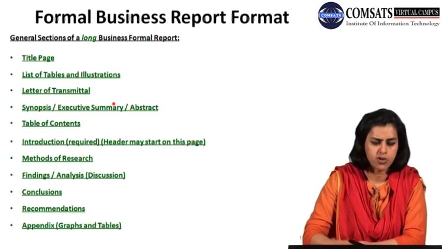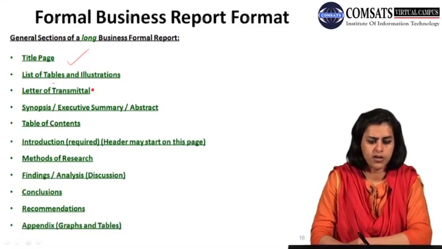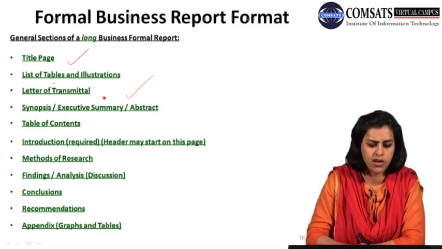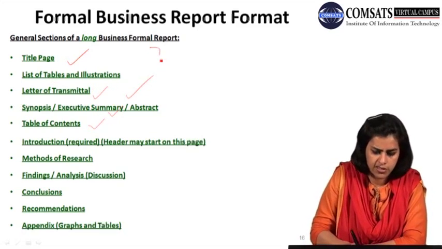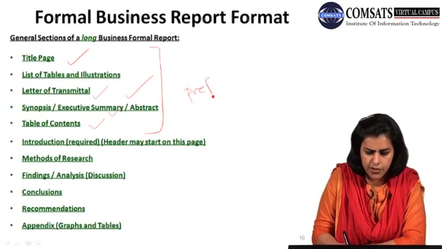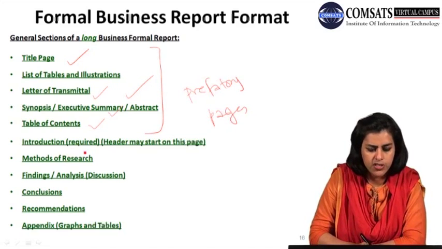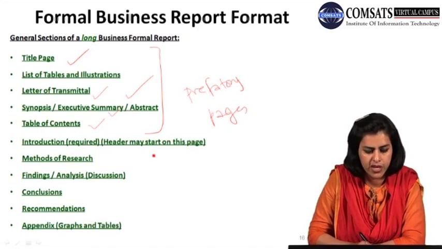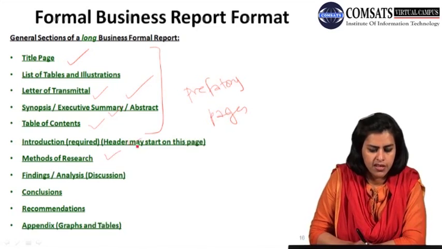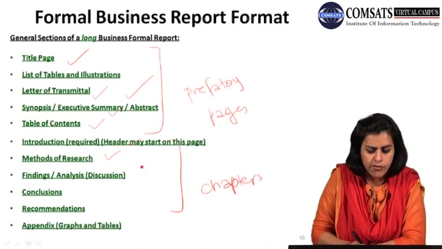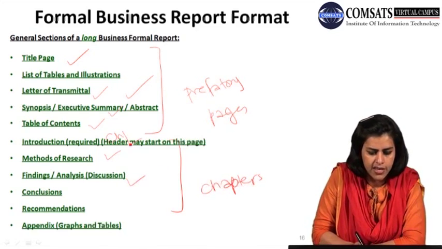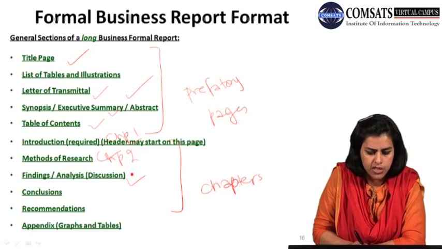Now your formal business report format looks like this. You have your title page first of all, then you have list of tables and illustrations, you have your letter of transmittal, you have your executive summary, table of contents. All of these papers are known as your prefatory pages. Then you have the introduction that is required, header may start on this page. Then you have methods of research, these are basically your chapters. Then you have your findings and analysis, this is your chapter 1, chapter 2, chapter 3, and chapter 4.